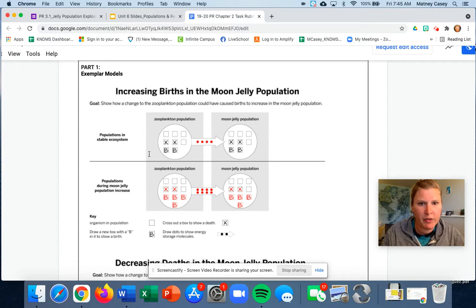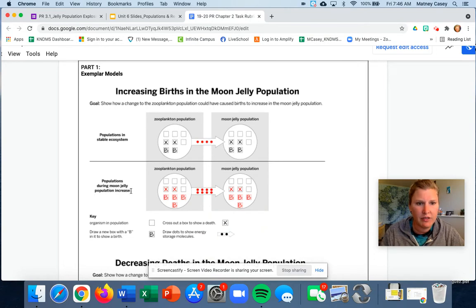In a stable population, you needed to show me that there is same number of births and deaths. The X was a death, the B was a birth, and then the energy storage molecules are always going from the zooplankton to the moon jelly population because that's where those energy storage molecules are going in terms of energy flow. The moon jellies are eating the zooplankton and gaining energy from that.